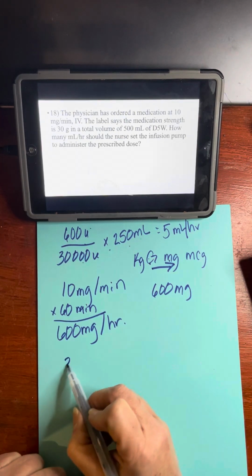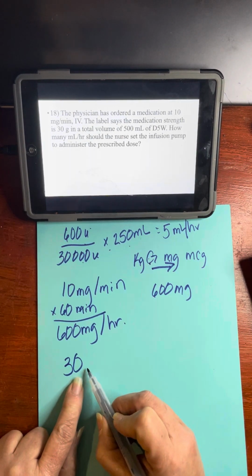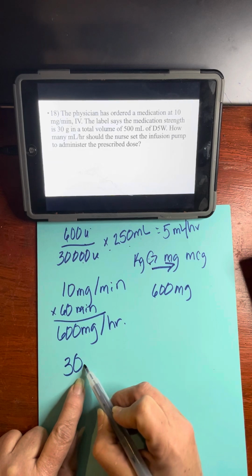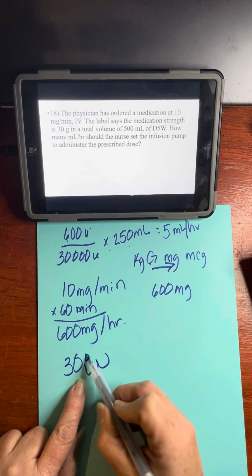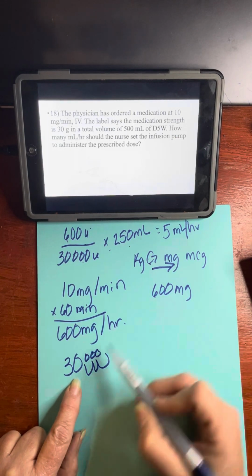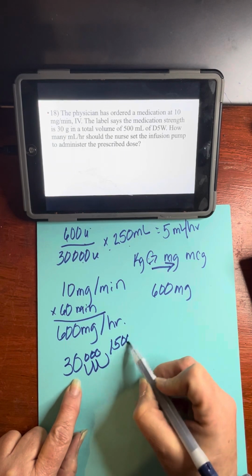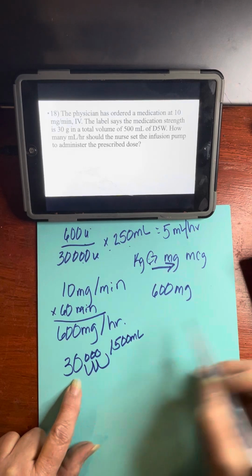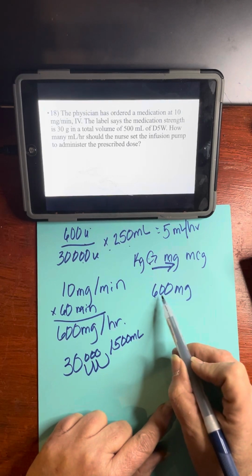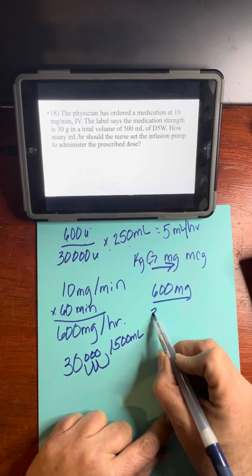With 30 grams, the decimal is understood to be behind the whole number. I'm going to grab it. 1, 2, 3. Add my zeros. And so now my dose on hand is 30,000 milligrams in 500 milliliters. So he wants 600 milligrams.